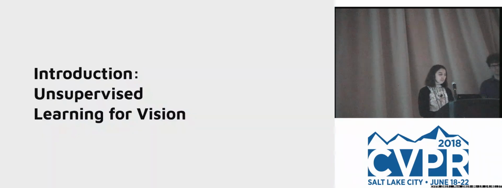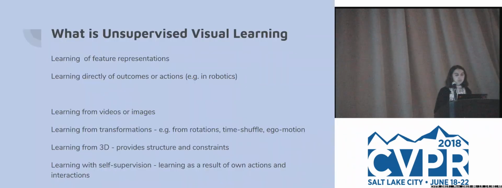Okay, so to get started, let's talk about what we mean regarding unsupervised visual learning. What we will be focusing on today is learning feature representations that are useful, and also learning direct outputs. For example, you see examples in robotics where you can directly learn grasping without any supervision.